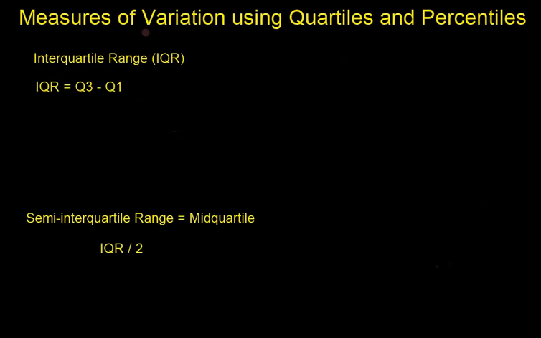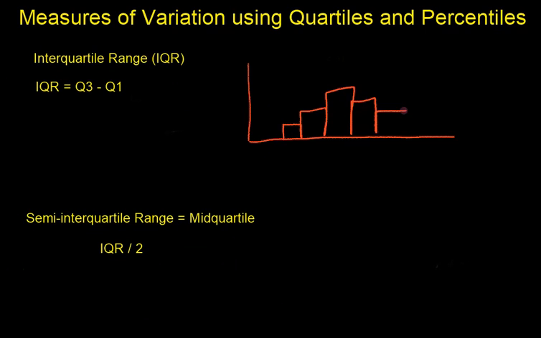In this video, I'm going to discuss how to calculate measures of variation using quartiles and percentiles. We're going to start with the interquartile range. To explain it, I'm going to draw a frequency histogram. I'm not drawing this to look like any particular type of histogram. It could look like anything.